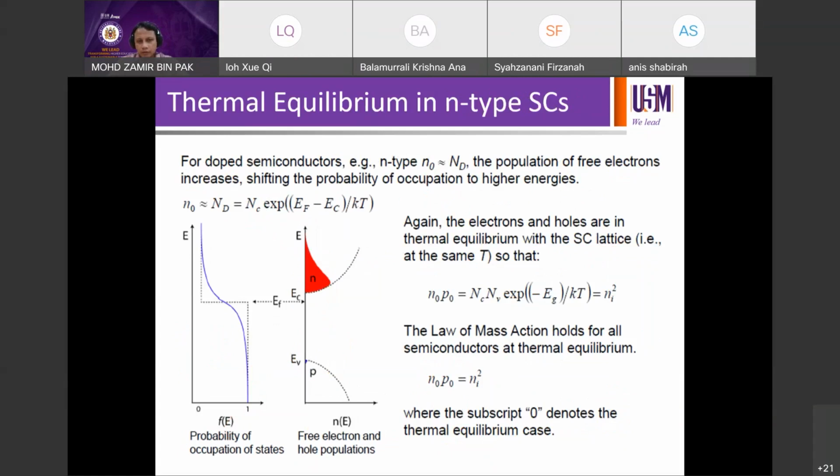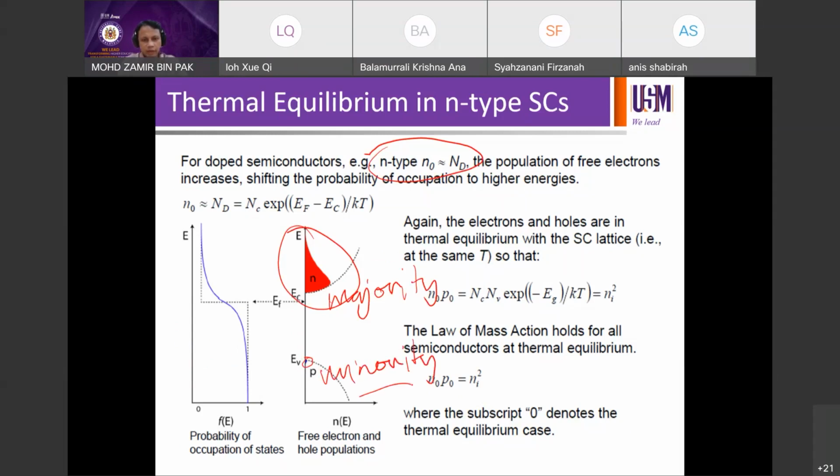On the other hand, if you talk about extrinsic semiconductor, tadi intrinsic, now we're talking about extrinsic n-type. Okay, for doped semiconductors, for example n-type, where n0 is equal to Nd, you can tell by looking at this, and you have a very small portion of p, so that means this is your majority carriers, electrons, while the holes are your minority carriers.